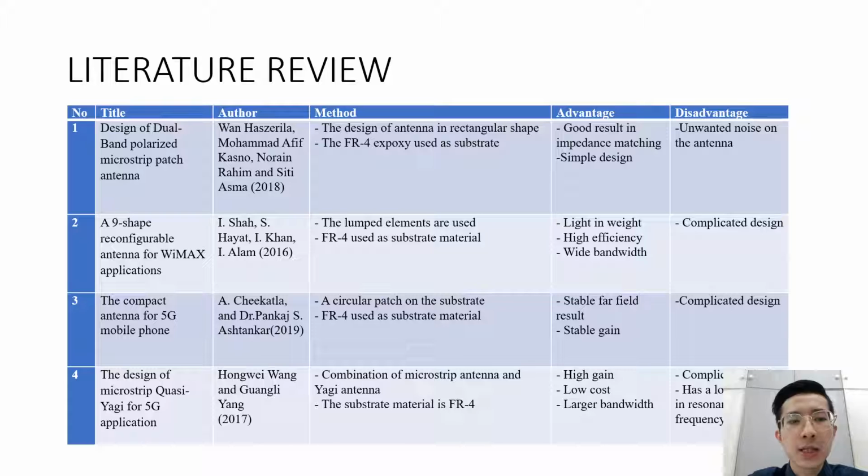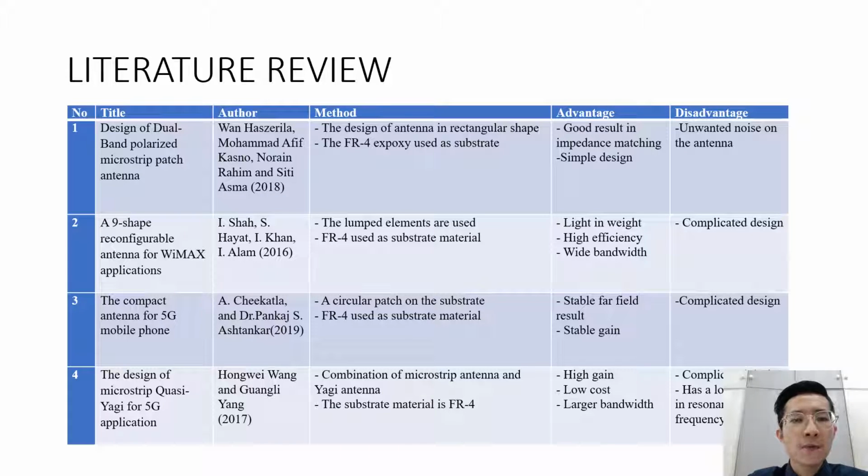In the matter of the second article, the loom elements are used. FR4 is used as substrate material. They are light in weight, high efficiency, wide bandwidth, but the antenna is a complicated design. In the matter of the third article, a circular patch on the substrate, FR4 used as substrate material. The antenna has stable far field result and stable gain, but the antenna design is complex.